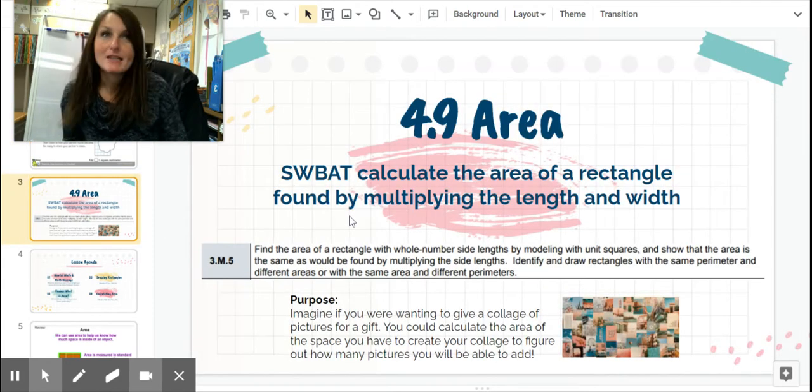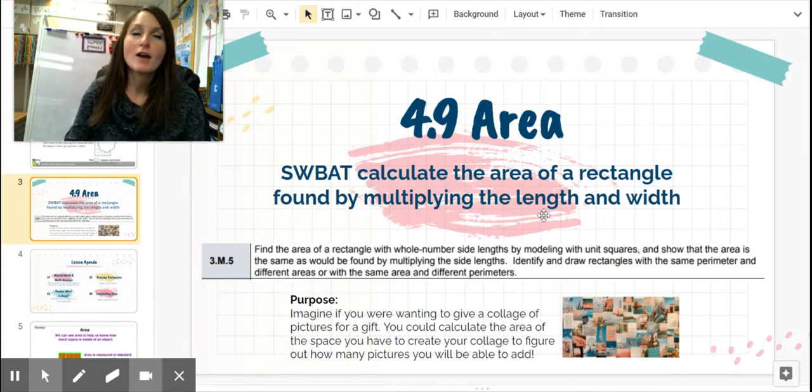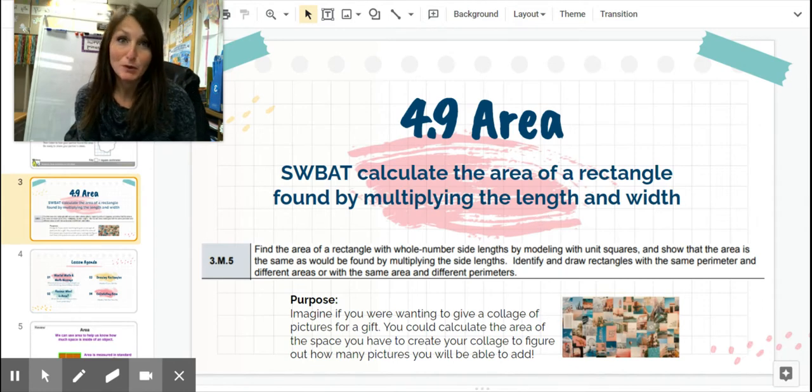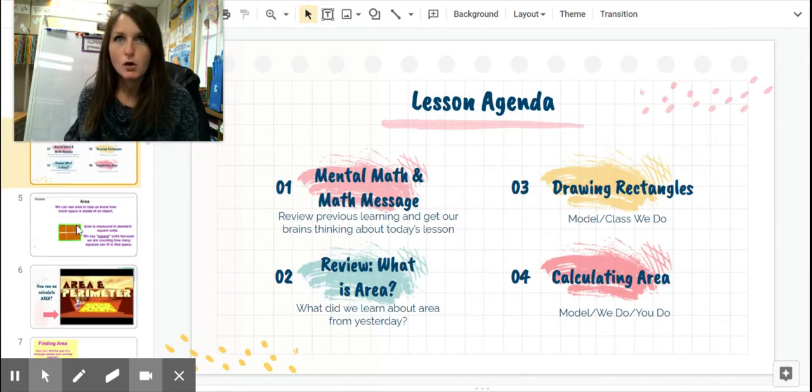So today we're going to be calculating the area of a rectangle found by multiplying the length and the width. This is the way that we're going to figure out how to solve an area problem without having those squares to count. So we are going to go ahead and get started.